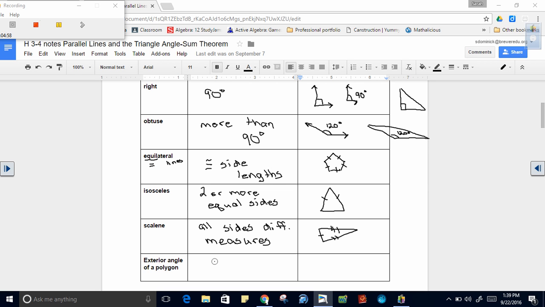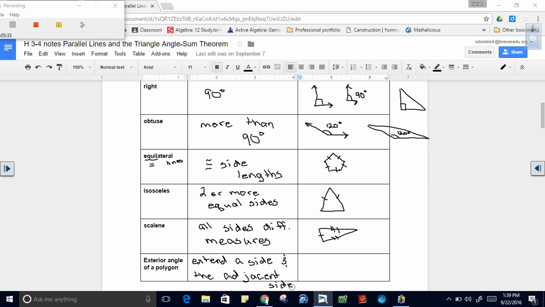An exterior angle of a polygon is when you extend a side, and the adjacent side. I don't like those words. I'm going to draw you a picture. This is what I mean.